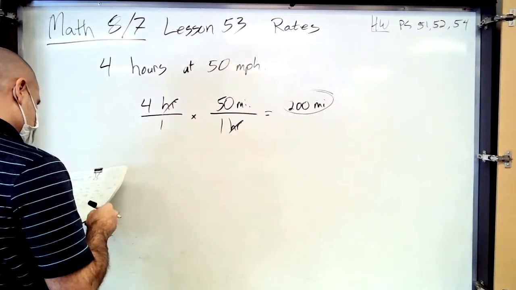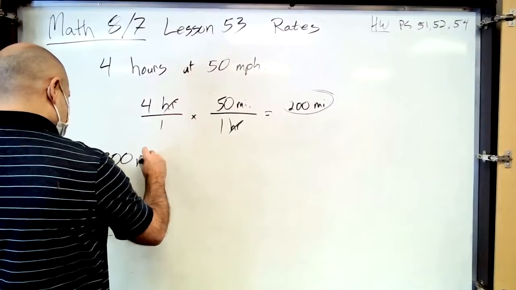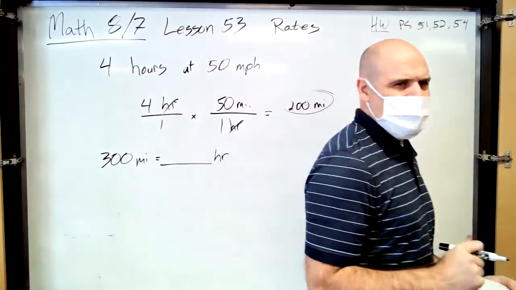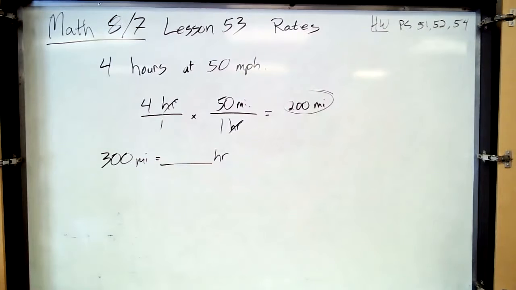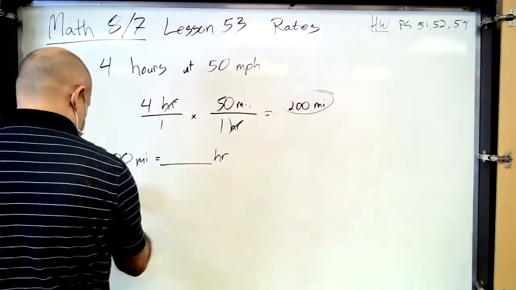Let's say we're going to go 300 miles. How long does it take? 300 miles equals how many hours at going 50 miles per hour? Can you do that in your head? Yarrow? Is it 5? Not 5. Do you know? 6. 6, right? But if you can't figure it out in your head, do unit multipliers.